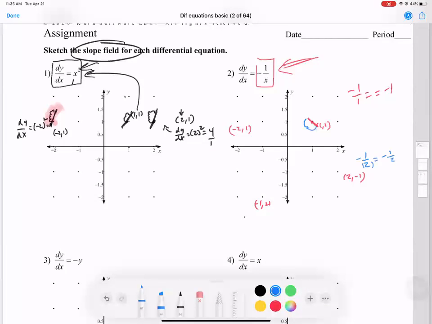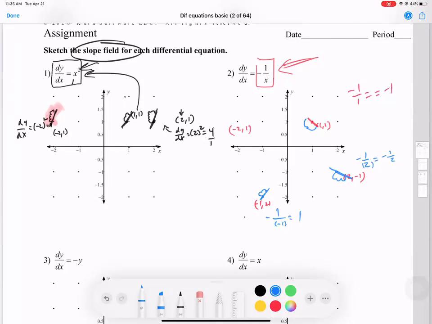So rise is negative 1, and run is 2. This line is not as slopey as the other one, slightly less slopey. Over here at negative 1 comma 2, the x is negative 1, so it's 1 over negative 1, which is a positive 1. So we just do a rise of 1 and a run of 1.